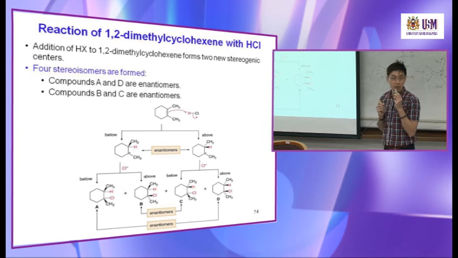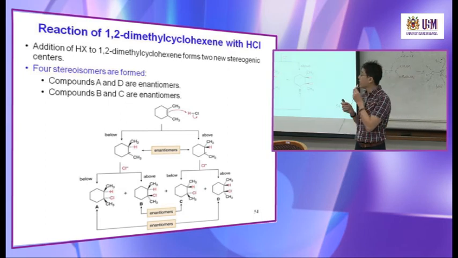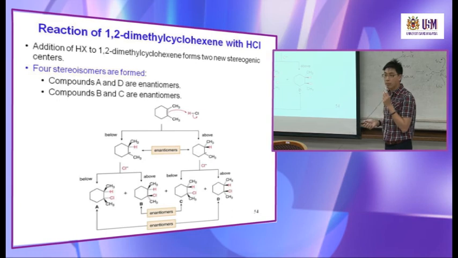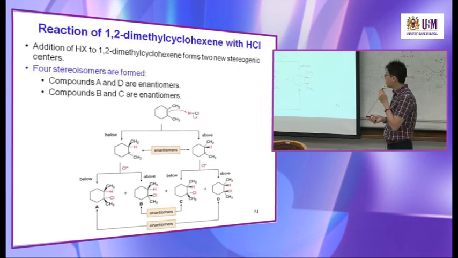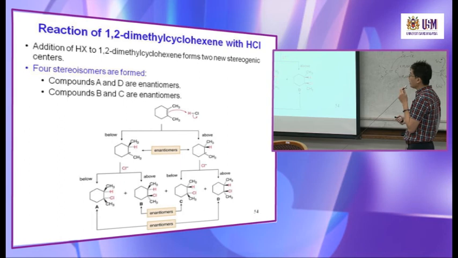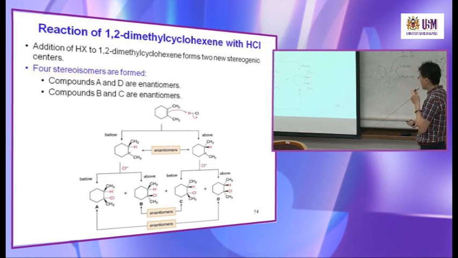Now you have two more possibilities. Your chloride in this case can attack from below or from the top. If it attacks from below, you will get this. Attacking from the top, you will get this. Are these two enantiomers? They are not enantiomers, they are diastereomers. And for the same case, if the double bond attacks the H from the top, you will get this, and it produces a carbocation. The second possibility is the chloride nucleophile can attack from the top or from below. So from below you get this, from the top you get this.